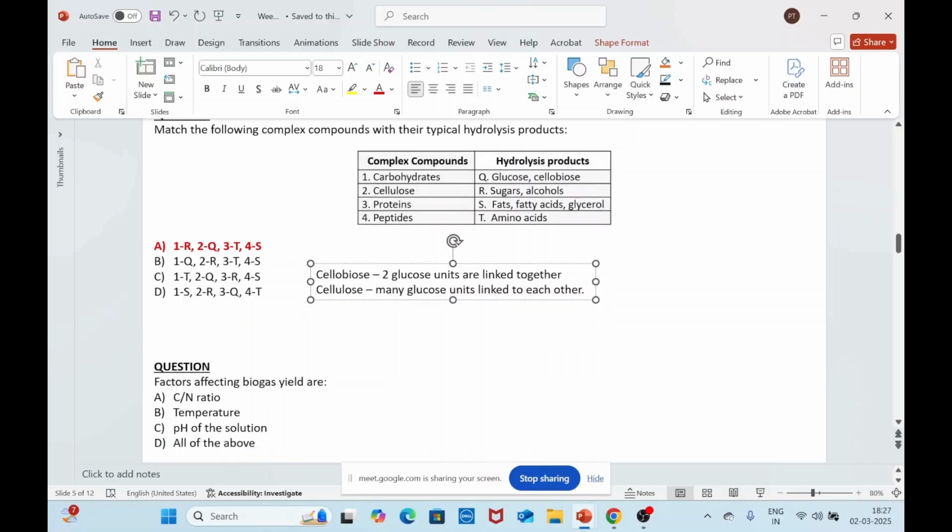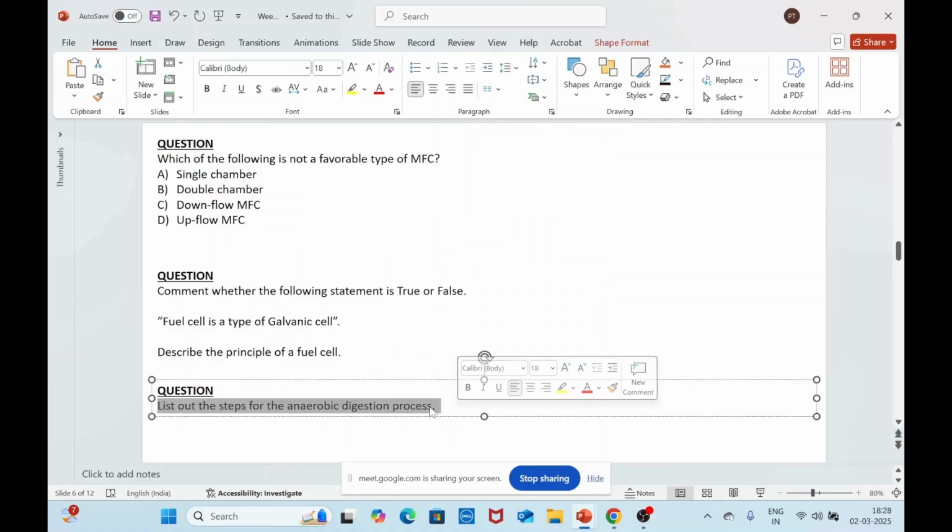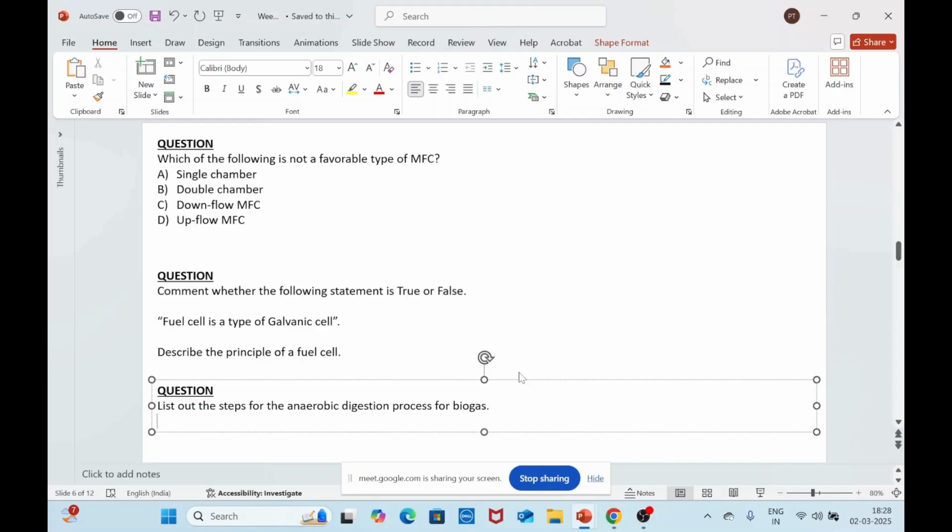So next question, factors affecting the biogas yield: C/N ratio, temperature, pH of the solution, all of the above. All of the above, because with respect to temperature your yield is going to change, with respect to pH your yield is going to change. The specific reason is because for biogas production, actually, can anybody tell me, okay, so here we have one question. List out the steps in the anaerobic digestion process for biogas. So can anybody tell me what are the four steps? So based on this, we can answer that question.